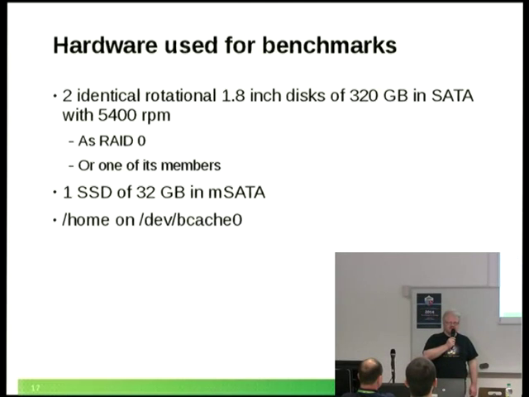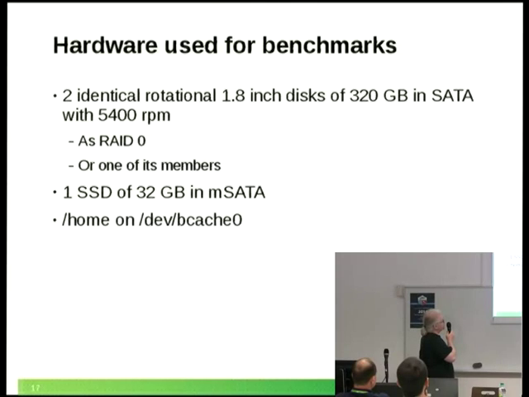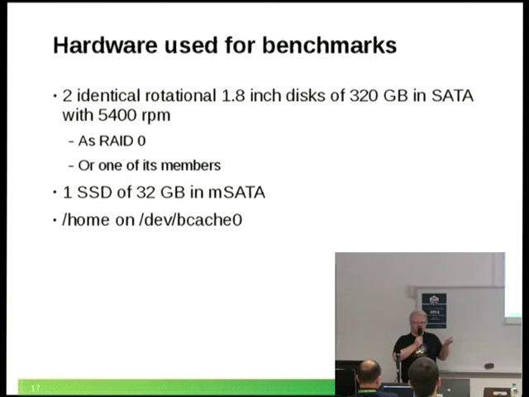This was intentionally done to see the worst case. So, to the numbers, I used them as a RAID 0 array with 2 identical disks of 320 gigabytes. They are 5,400 RPM SATA. And I've done the test against either them as a RAID 0 or one of the disks, or for comparison purposes against a file system on a conventional partition on the SSD.